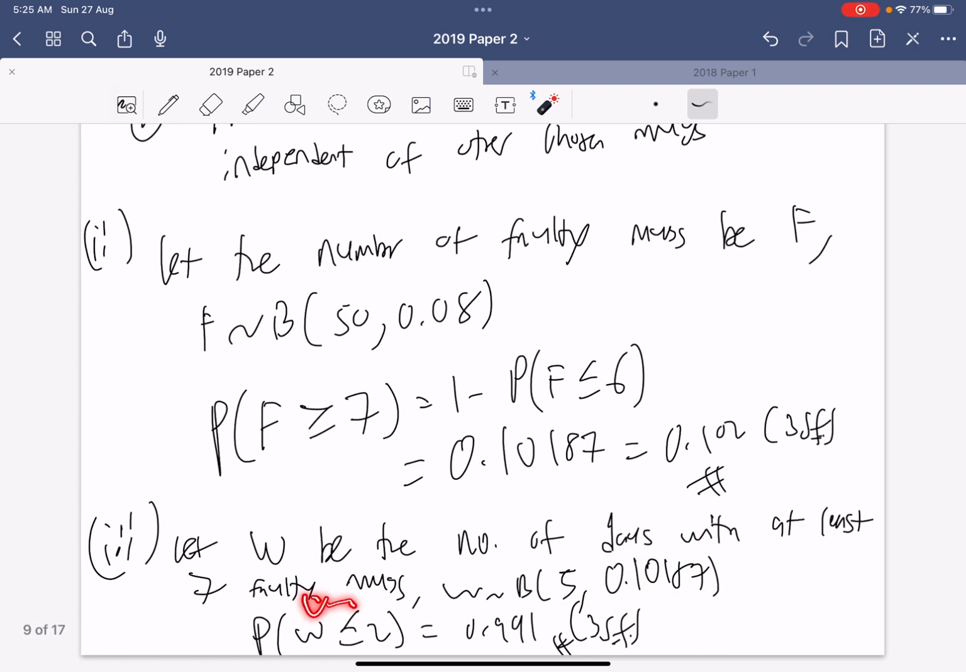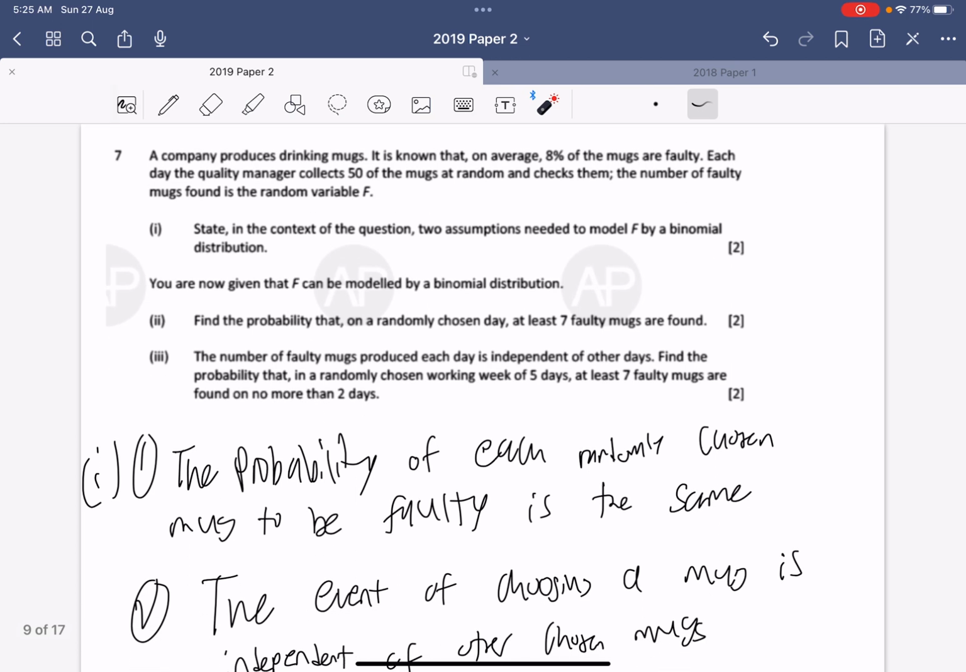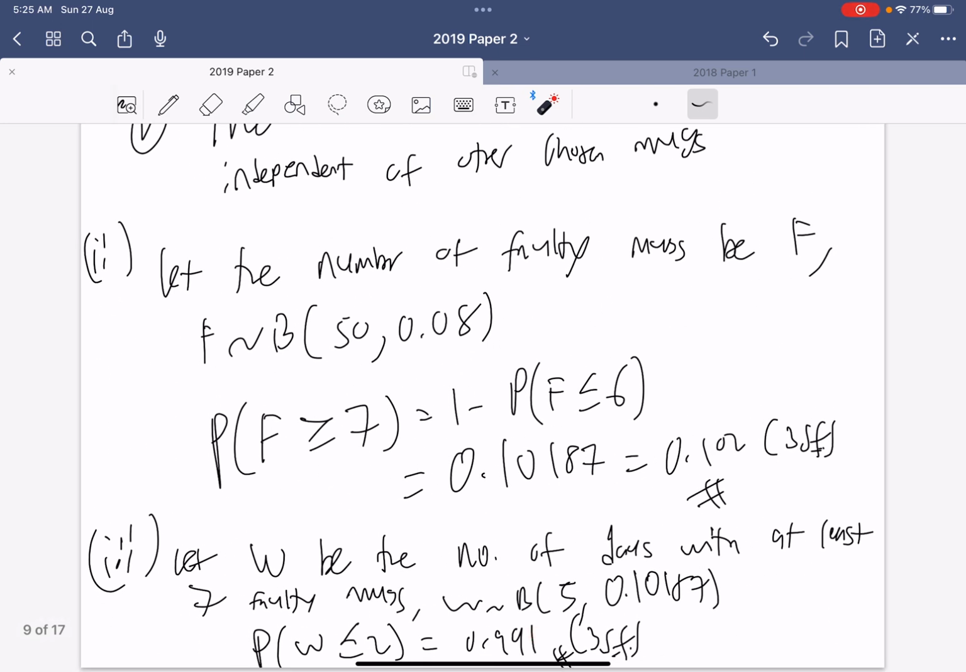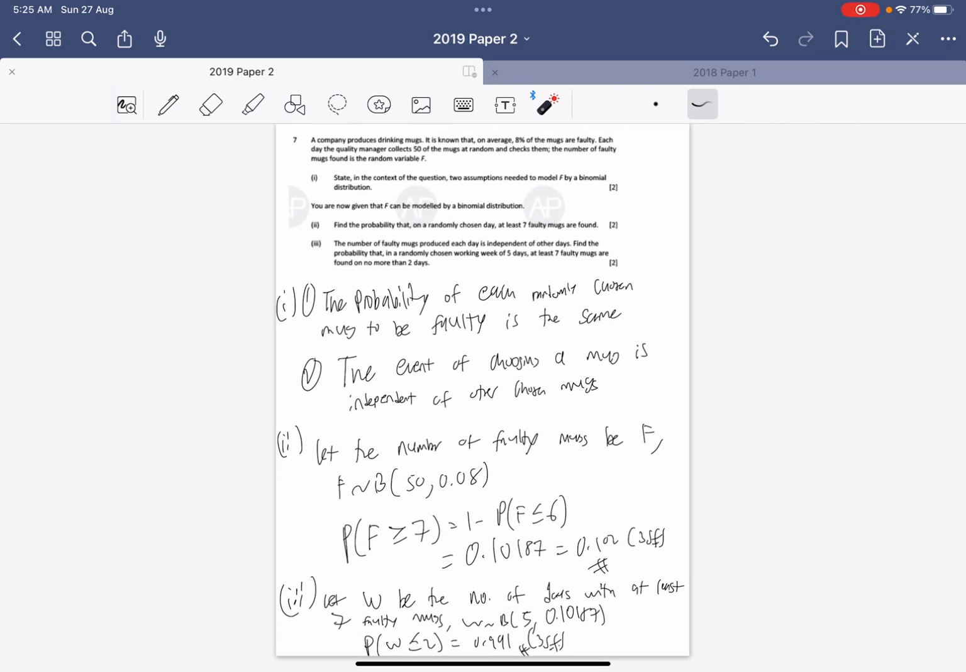Then you want to find W less than or equal to 2 because it's no more than 2 days. Then it equals 0.991 to 3 SF. Just use your GC, find it. It's very quick and simple.